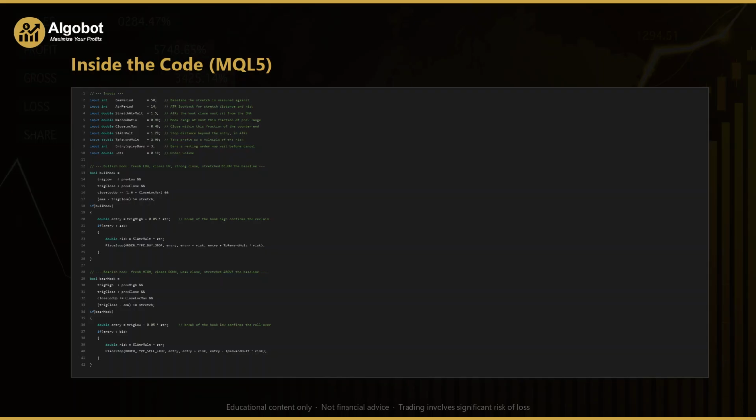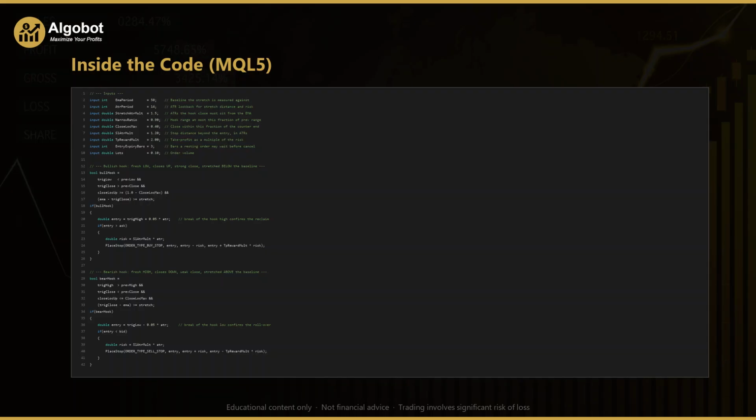Close location max, 0.40, controls where the close must finish inside the bar. SL ATR multiple and TP reward multiple, 1.2 and 2, define the stop and the 2-to-1 target, and entry expiry bars, 3, limits how long a resting order waits. Now the two signal blocks.